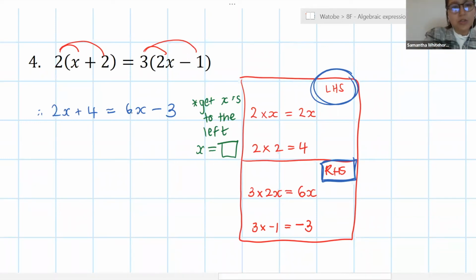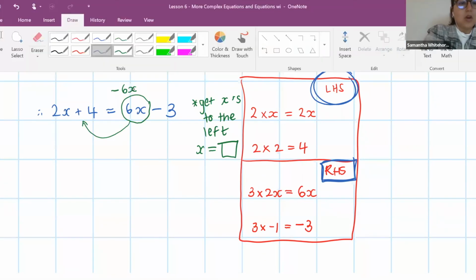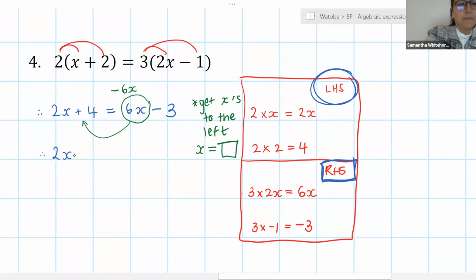So what I want to do is get this plus 6x over to the left-hand side. The only way for me to do that is to do the opposite. So if it was plus 6, this is now minus 6x. So I'm going to do this step by step. We've got 2x minus 6x, because I've brought it over, plus 4 is equal to, now remember, 6x minus 6x, I'm subtracting something from itself, so it goes away. So I've got equals -3.